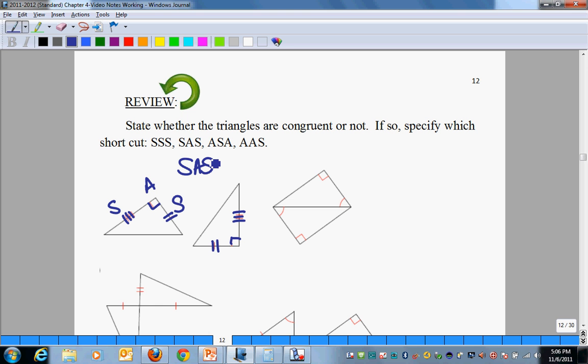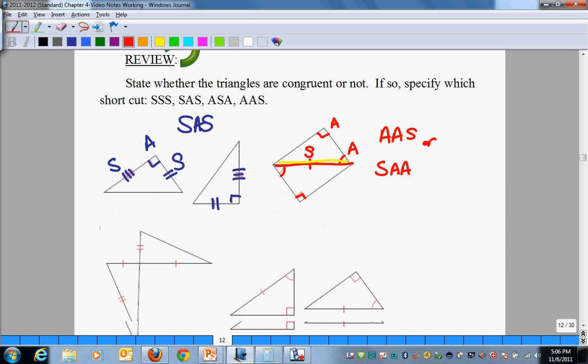In the second set, we have a freebie. We're going to mark this one with a hatch mark and put an S. Then we also have another pair of congruent angles, then another pair of congruent angles. This side is attached to only one set of angles. So the reason why this is congruent is angle, angle, side, or side, angle, angle, which is the same thing.